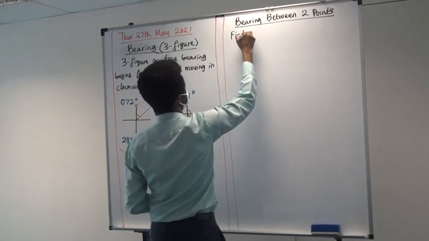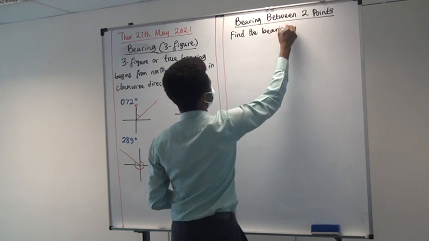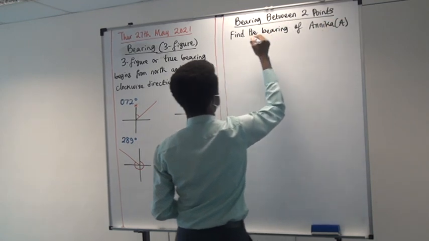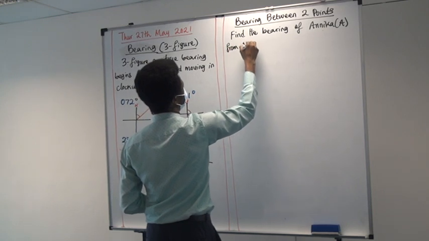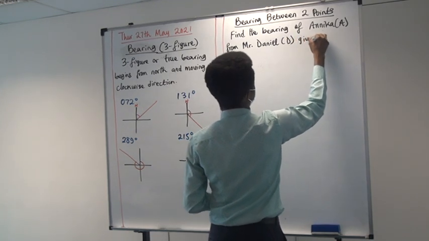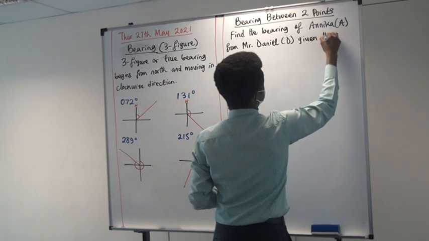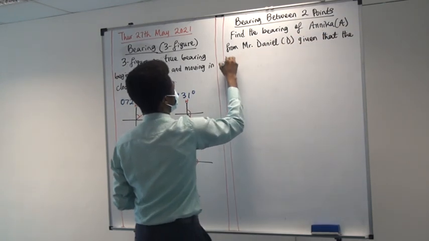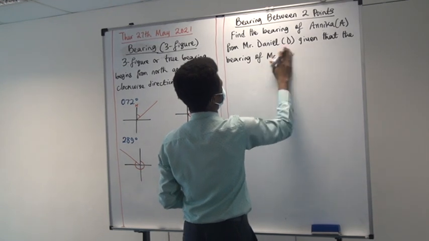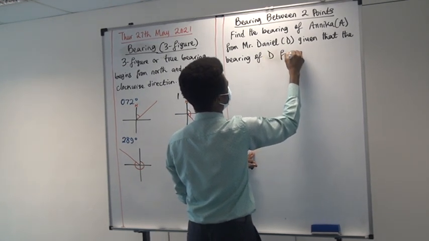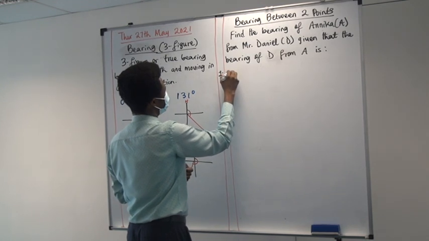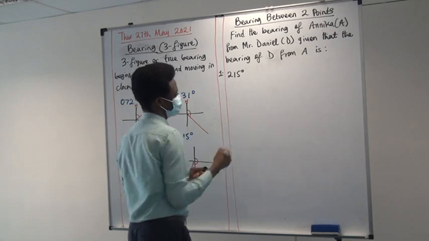So I will say find the bearing of A, we call our location A, from Mr. Daniel, let's say my location is B. Given, so all I'm going to give you is the other way around. Given that the bearing of Mr. Daniel, maybe we'll just use D now. Given that the bearing of D from A is, question 1, let's say 215 degrees. Please stop.